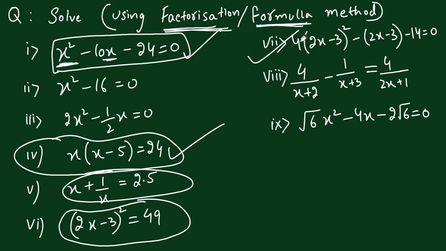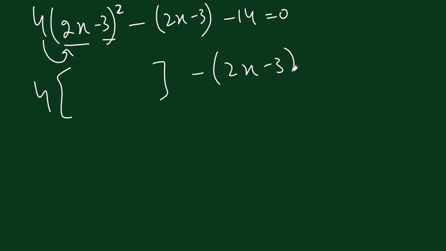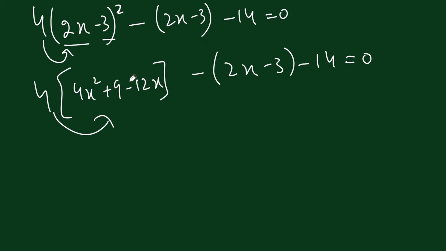Next question is again, 4(2x minus 3) whole square minus (2x minus 3) minus 14. So I have already written here. You have two choices. One, you cannot multiply 4 and this bracket because the bracket is under square, so you can open it. It's like (a minus b) whole square, so it will be a square plus b square minus 2ab. That will be multiplied with 4, and 2x minus 3 minus 14 is equal to 0. And then multiply 4. Whatever you get in bracket, it will be 4x square plus 9 minus 12x, right? Then multiplying 4 and simplifying it, it will become like a quadratic equation.